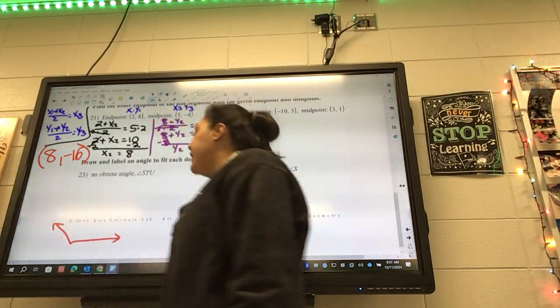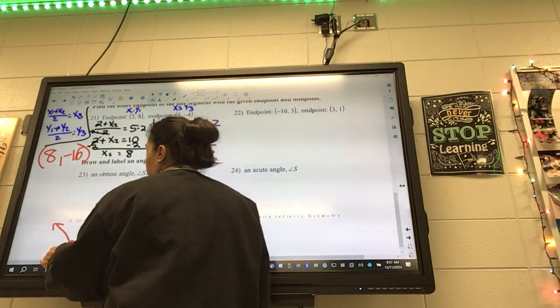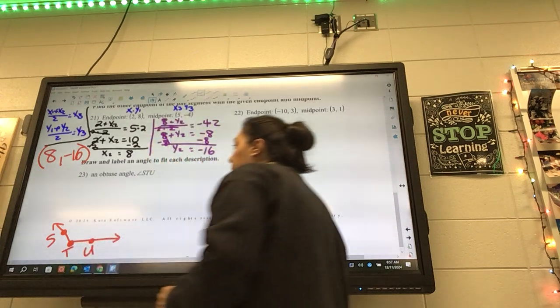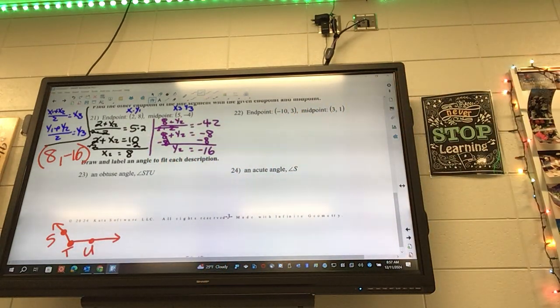Okay, what has got to go here at the middle? T. So TSU. T has to go in the middle because it's called the vertex. So T is the vertex.